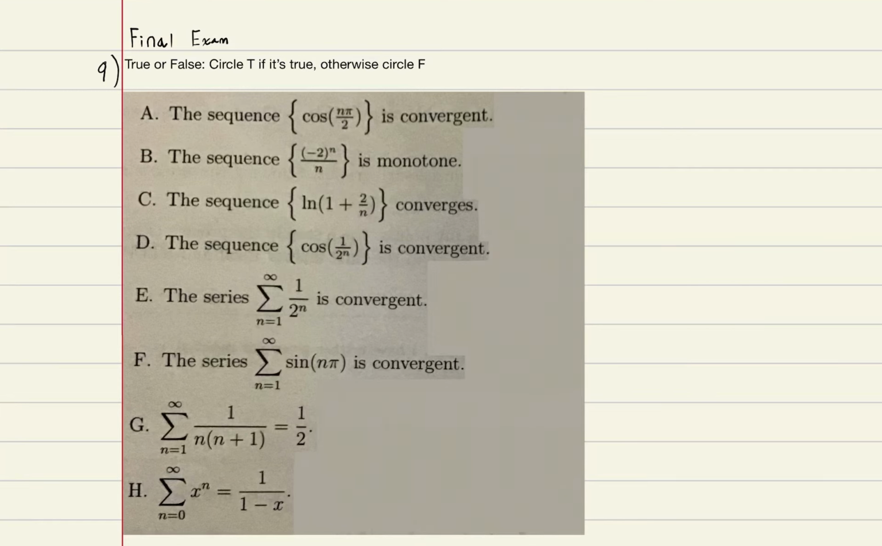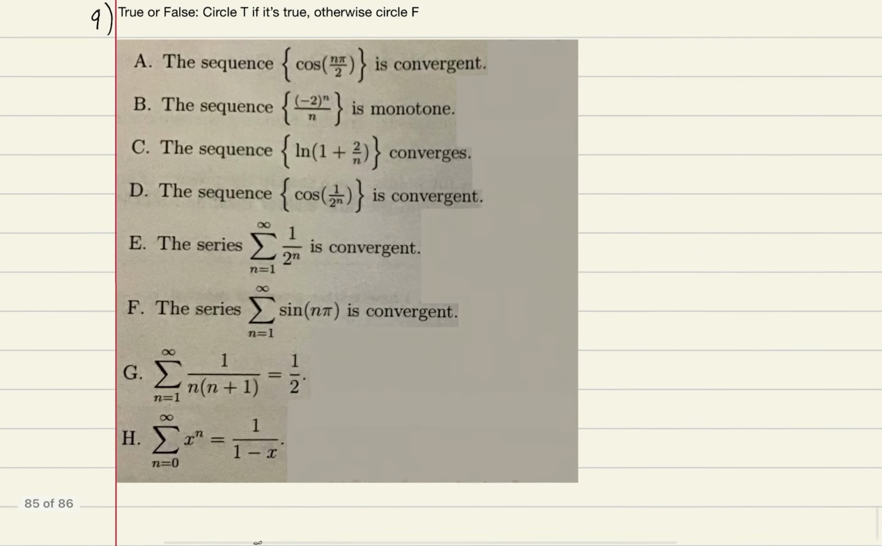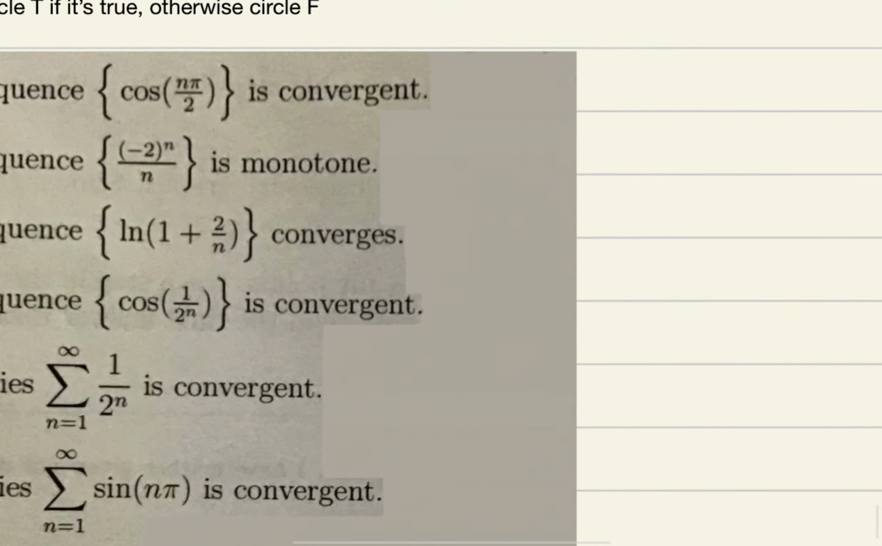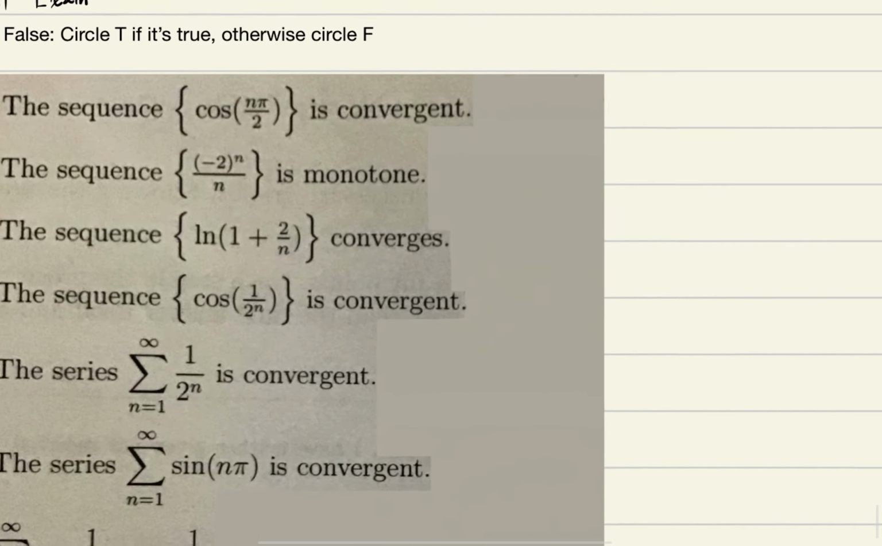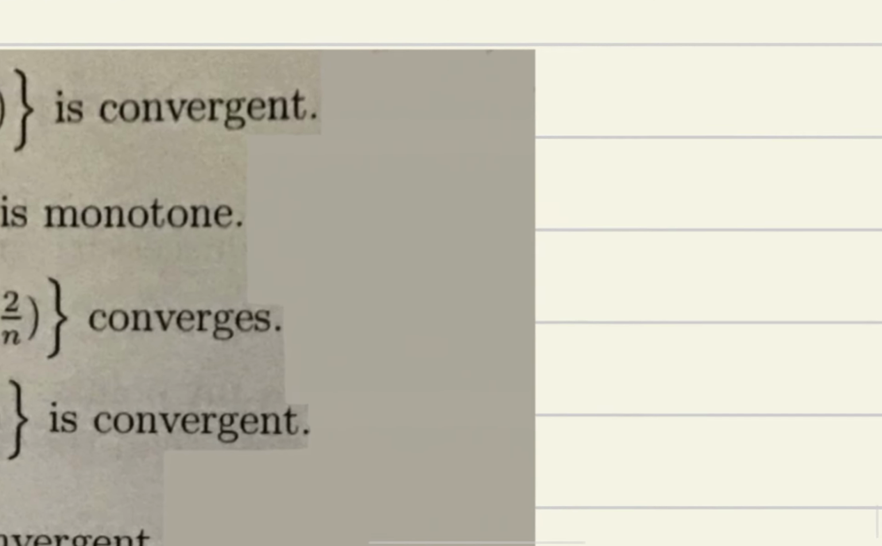Hello, I believe this is the last part, which is questions 9 through 12. Question 9 is to find true or false for a through h. So, a is the sequence of cosine of n pi over 2, and we have to test if it is convergent. We will just write out true or false.